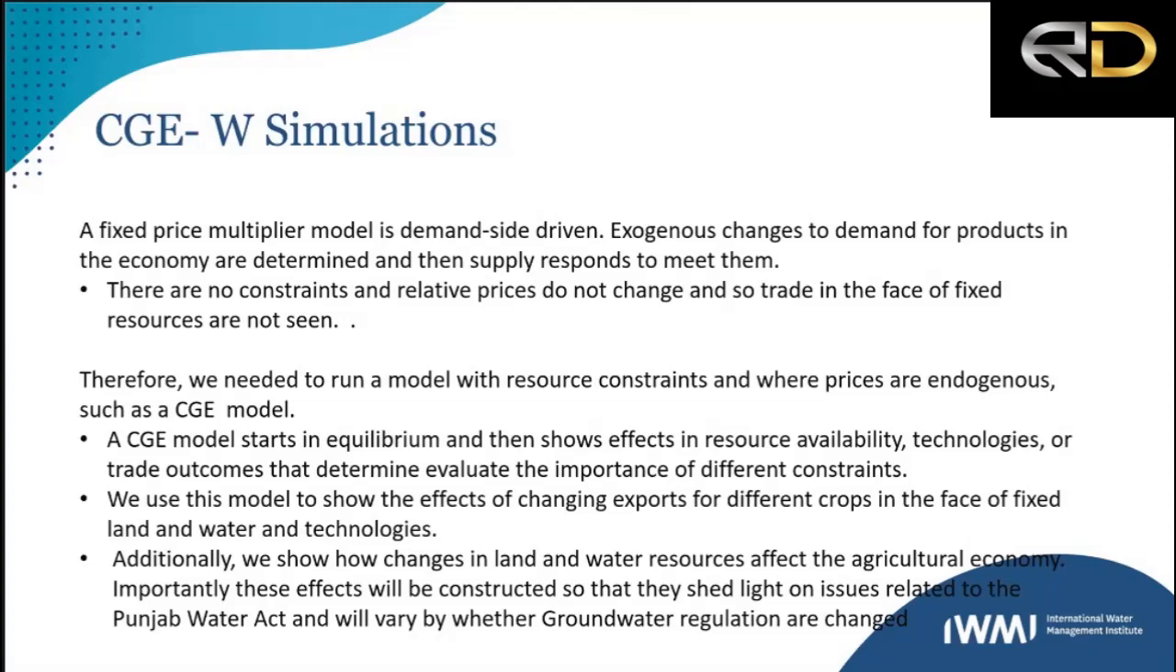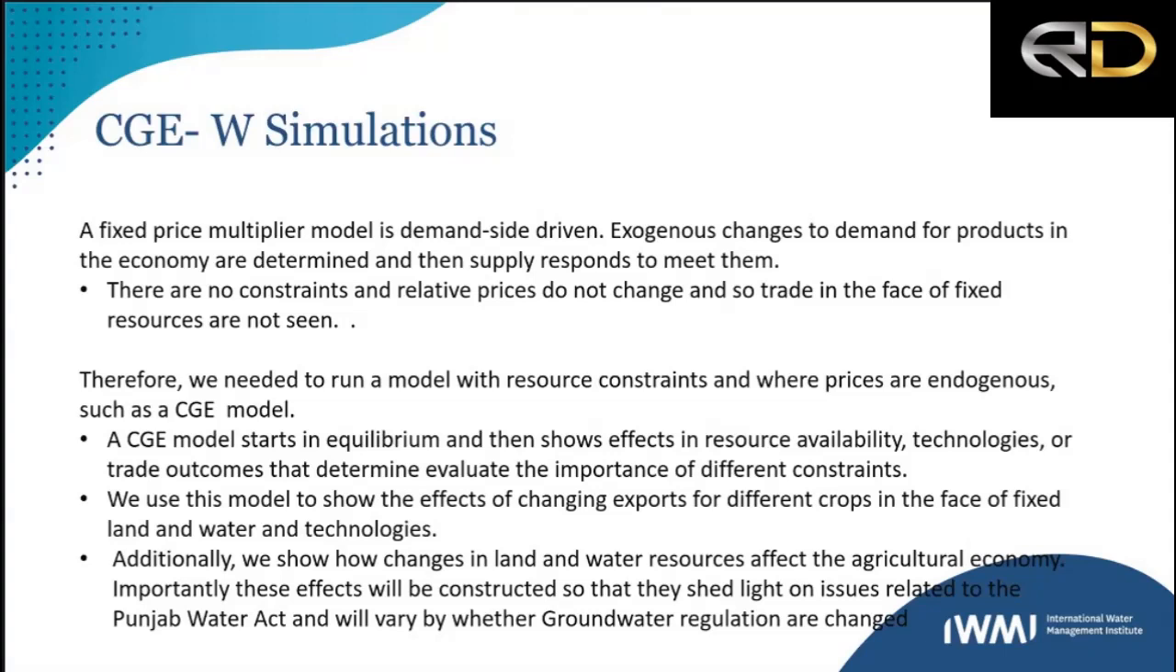And so we need to run a model with resource constraints and where prices are endogenous, such as the CGE model. So the SAM gets fed into the CGE model, and it sets up the economy to be in equilibrium in the first year. So then what you have to do to get it out of equilibrium is you change resource availability, you change technologies, or you change external prices, among other things. So you have a really different set of handles that affect the CGE model than what affects a multiplier model.